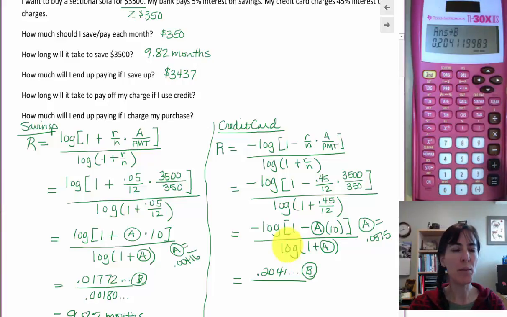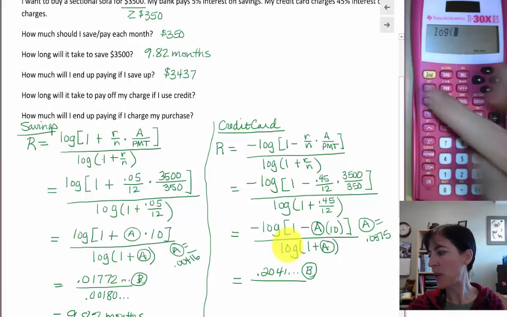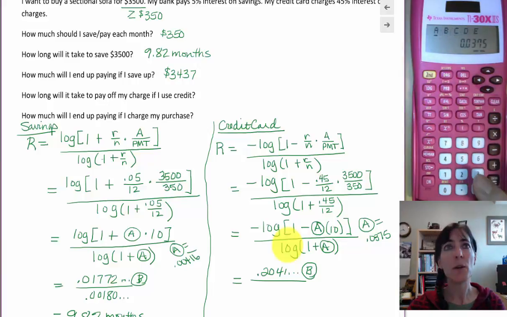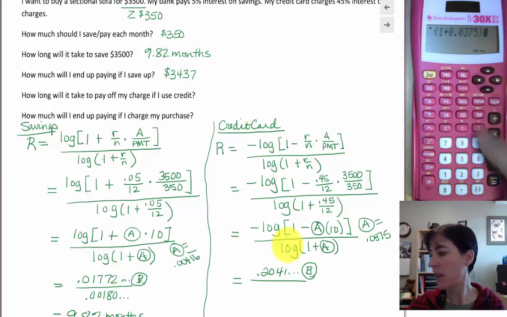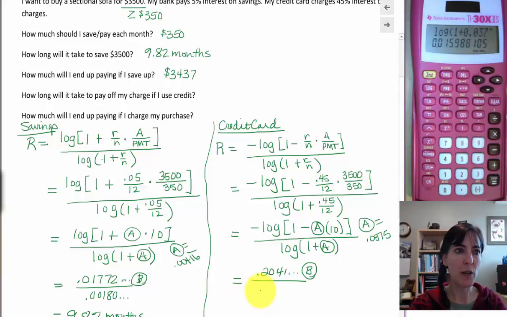Slide over to B. And then for my denominator, I need log of 1 plus A. So for my denominator, I now have 0.0159, and it goes on.